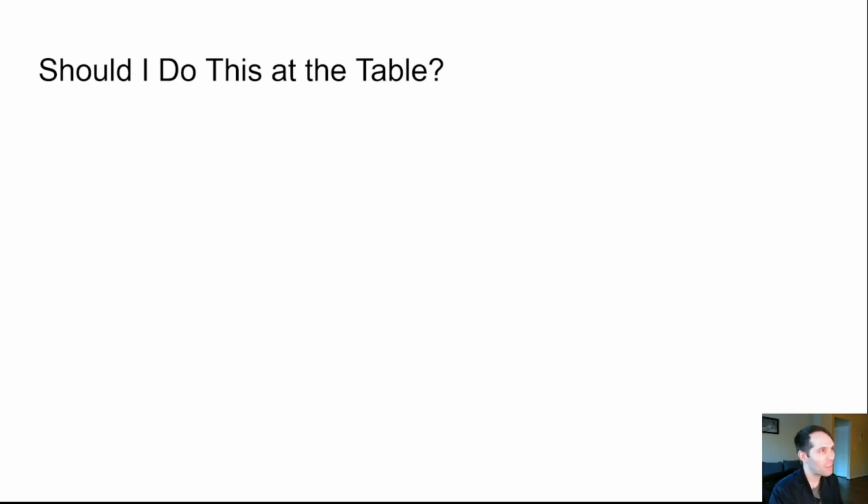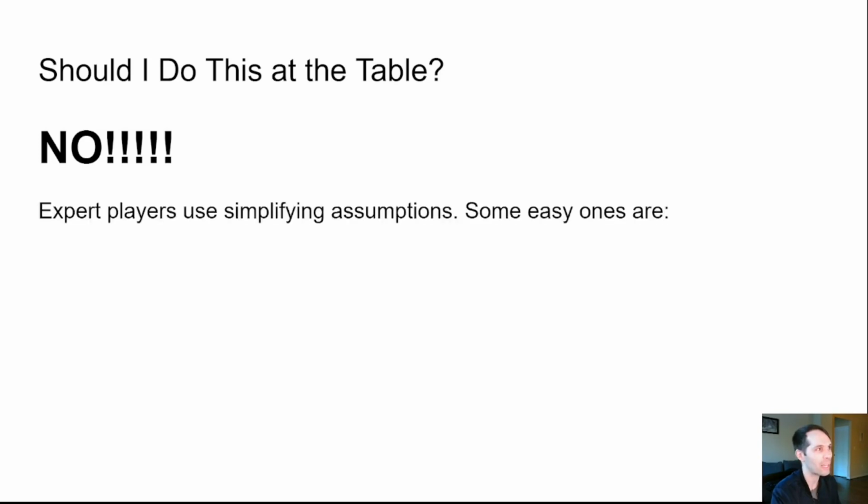And then finally the question of, well, is this something I can really do at the table? No, absolutely not. There's no chance that you can pull this off at the table. Not for a hand like this one, and many bridge hands are even more complicated than the one we just looked at. Expert players use a lot of these simplifying assumptions.